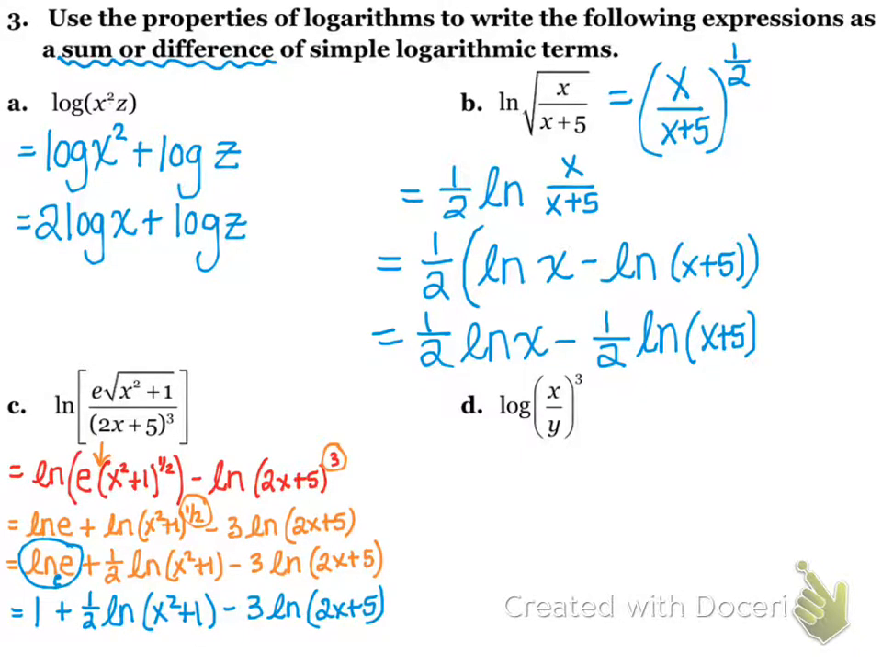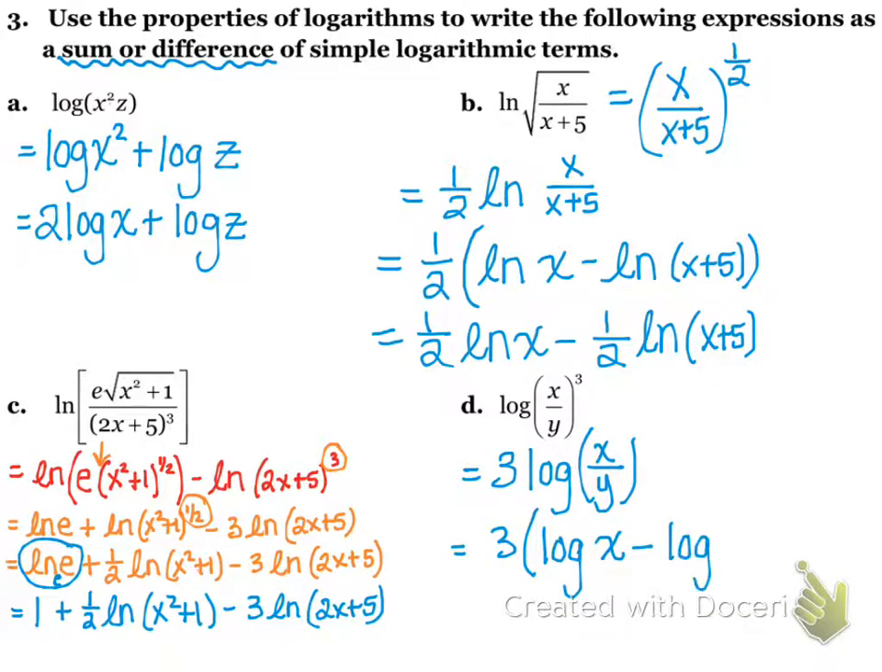Okay, and then D is very similar. That 3 comes down in front of everything. And then we have the quotient property. So 3 times the log of x minus the log of y.